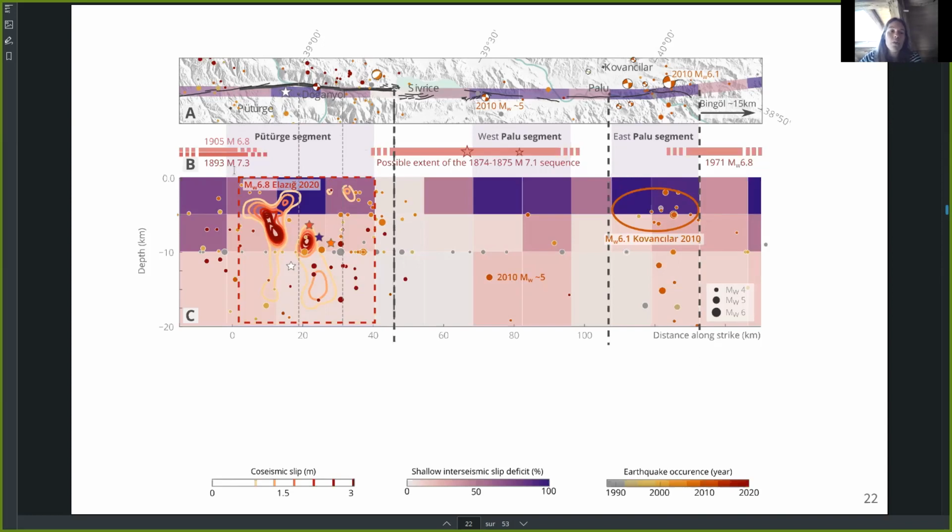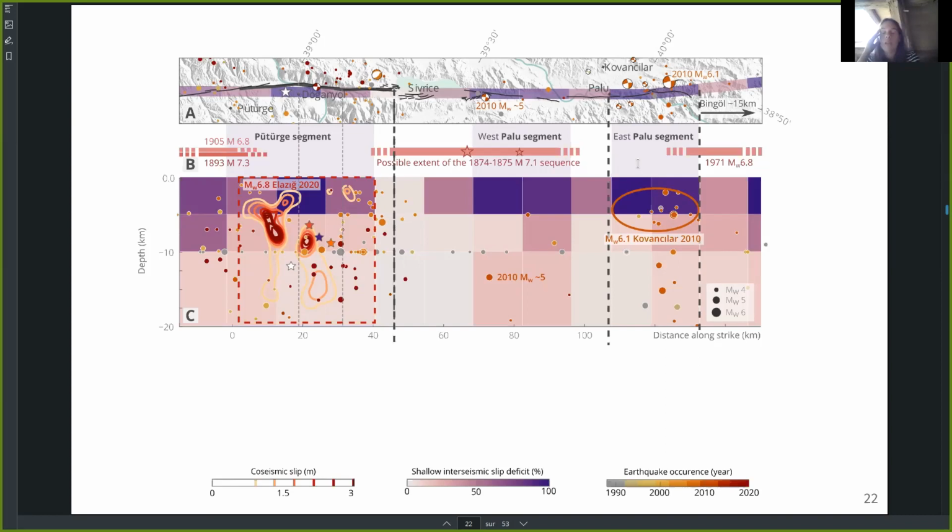What's interesting to notice is that the Elazığ segment has been ruptured by the Elazığ earthquake that occurred last year, and that a portion of the East Palu segment of the East Anatolian fault also seems to have been ruptured by an earthquake 10 years ago.